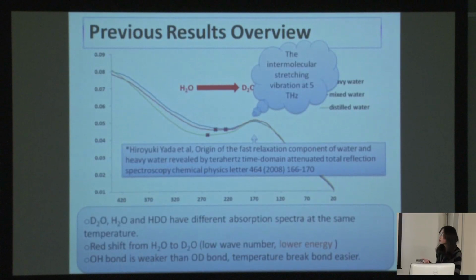So we can get the conclusion. First, heavy water, distilled water, and semi-heavy water have different absorption spectra at the same temperature. Second is redshift from distilled water to heavy water, which coincides with the reference paper, a shift to the low wave number. It means low energy.